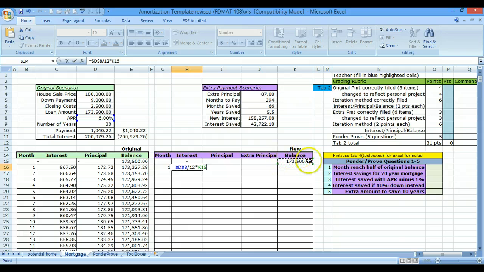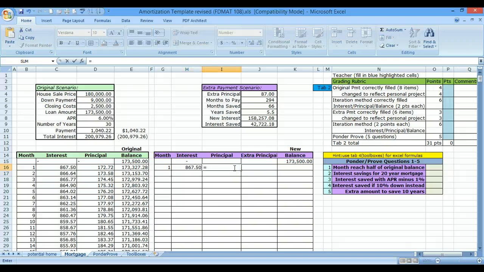And I want to reference the balance over here, not up here. The reason being is when I click and drag, my new balance will be in the next slot, and so forth. There we go. And you'll notice these are the exact same. That first month, nothing changes because that interest was calculated with the exact same balance. Now let's find the principal.